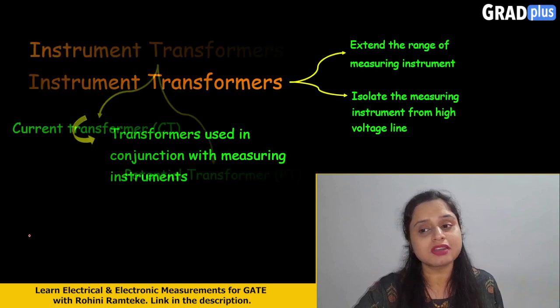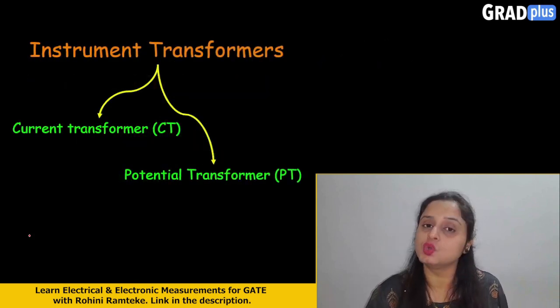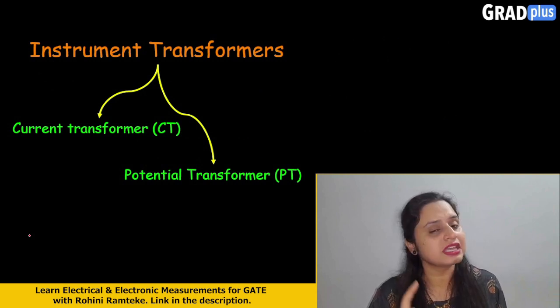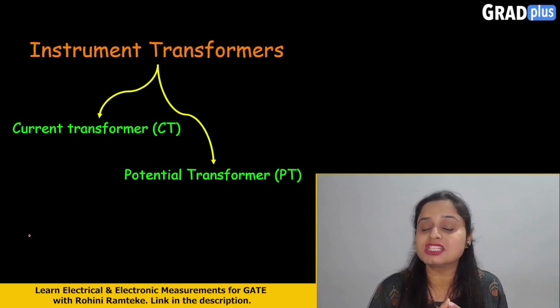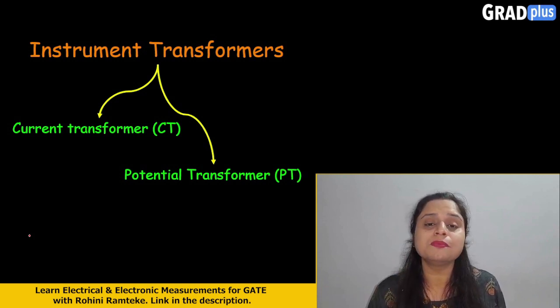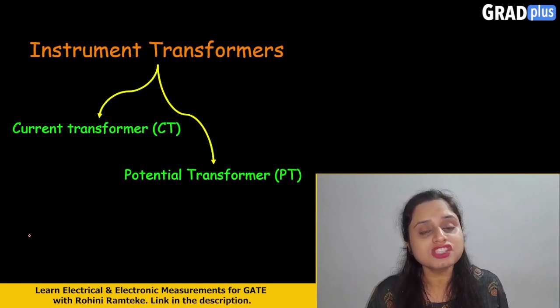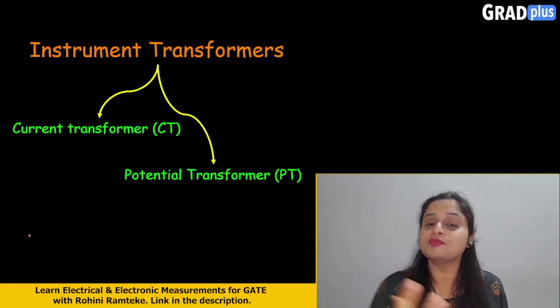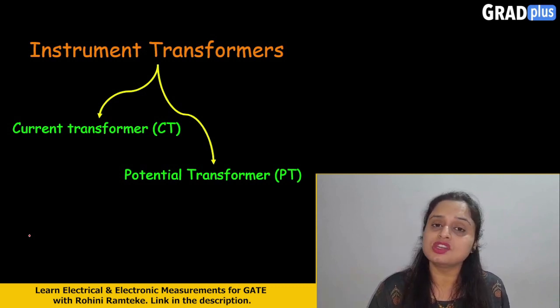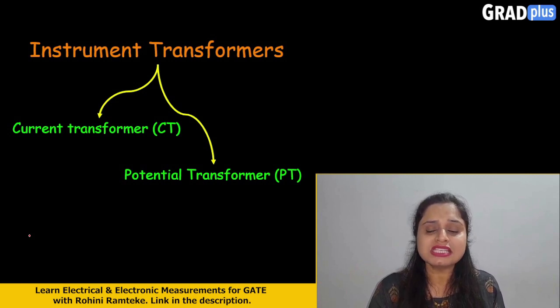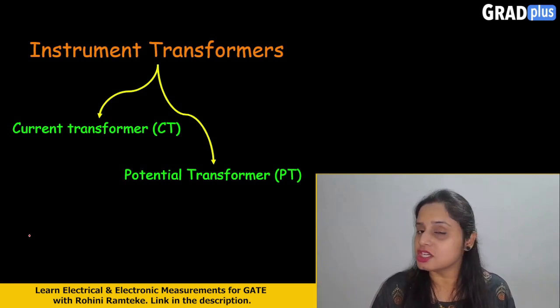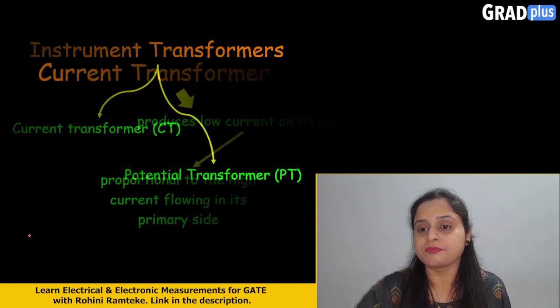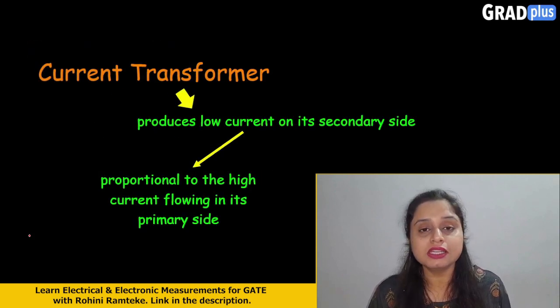Basically, there are two types of instrument transformers: current transformers and potential transformers. Current transformers are used to measure current. It is denoted by CT, and the potential transformer is used to measure voltage. It is denoted by PT. So let us see one by one about the current transformer and the potential transformer. First of all, let us see about the current transformer.